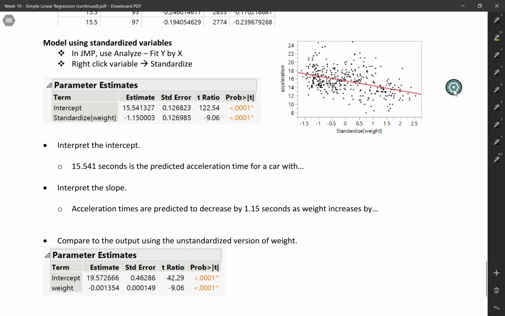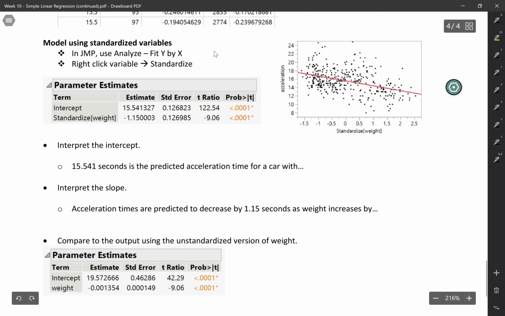So I want to give you a second to think about this. Now that we're using a standardized version of weight as our explanatory variable, how is that going to change our interpretations of the intercept and the slope? So I've got them started here. I want you to think about how to finish those interpretations.